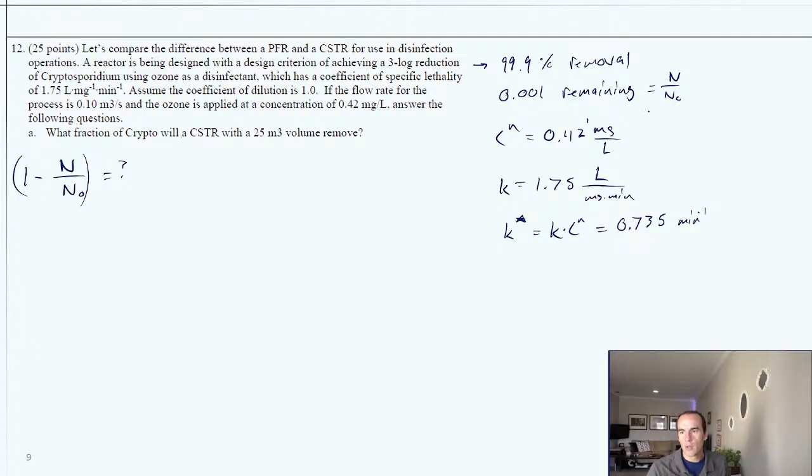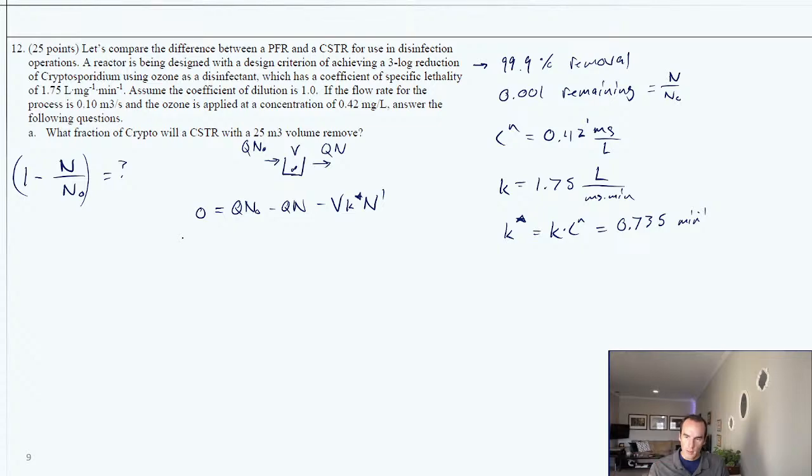Now for a CSTR, might be helpful to draw this, of course. As always, we would have a mixed system with water coming in and going out, QN naught coming in, QN leaving, with some volume there. And we can set up our mass balance in that volume as a steady state system with QN naught coming in minus QN going out, plus our reaction term, which is going to be a decay in that volume corresponding to K star times N to the 1 power. So VK star N over there.